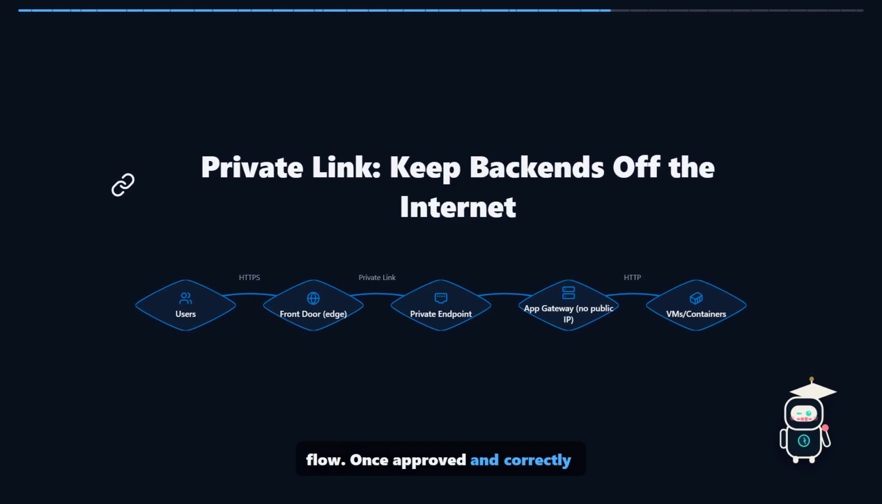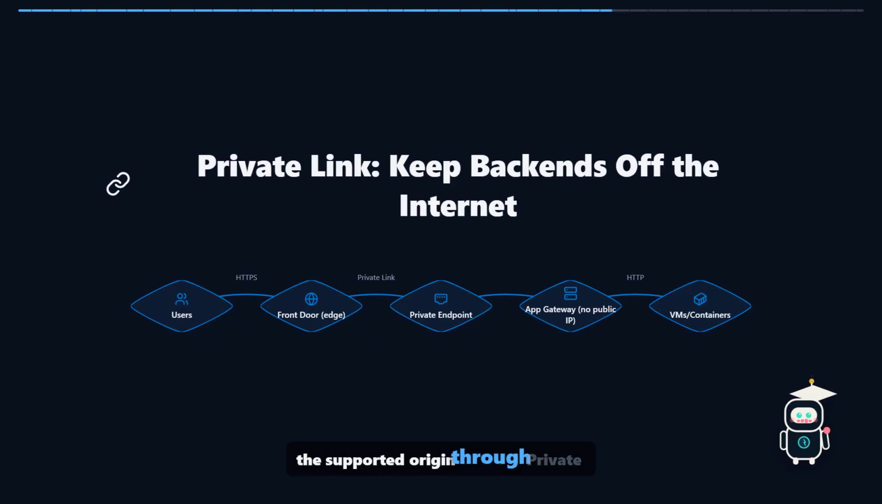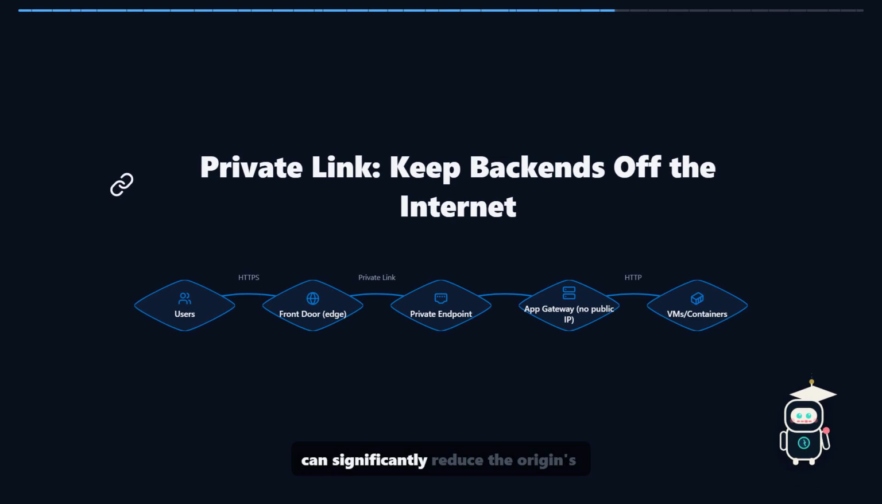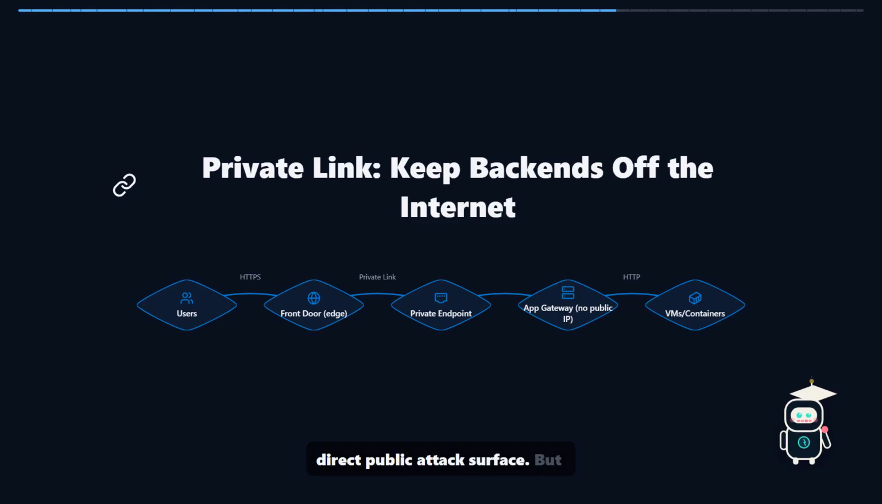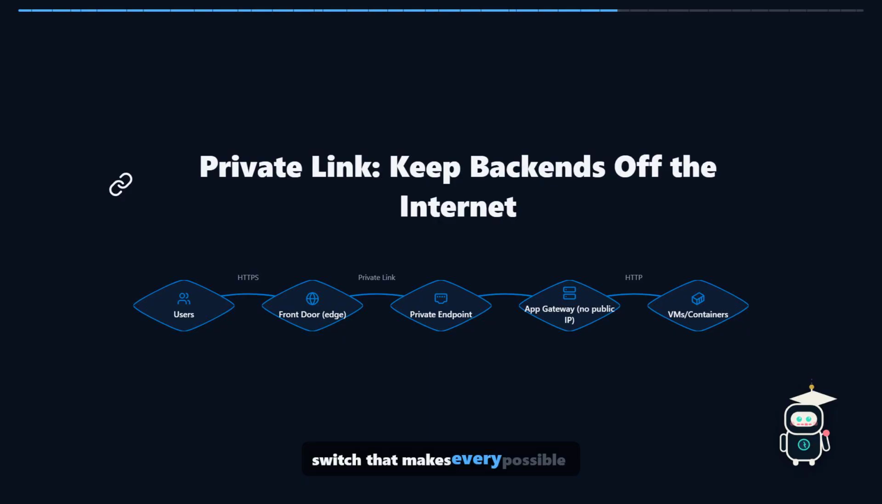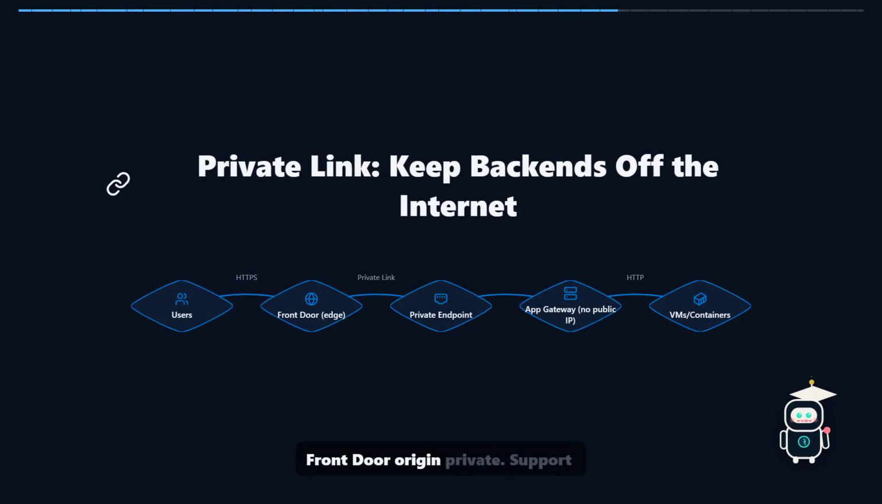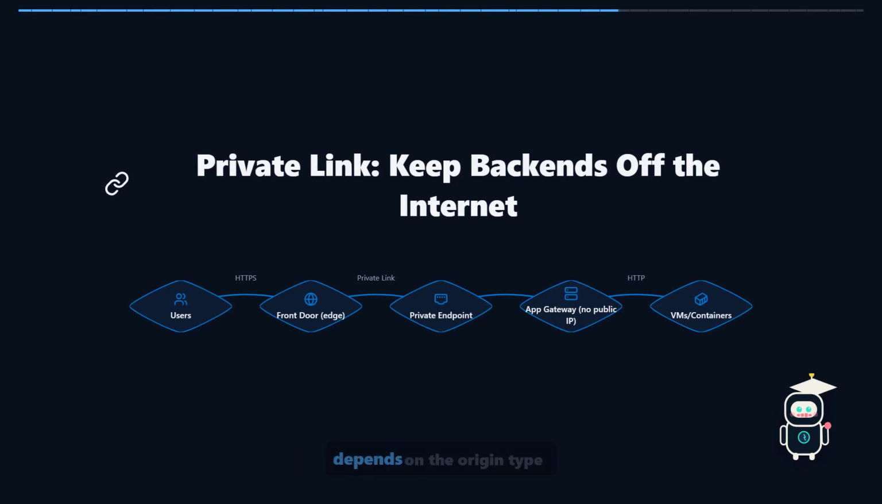Once approved and correctly configured, Front Door can reach the supported origin through private link instead of requiring the origin to accept general inbound traffic from the internet. That can significantly reduce the origin's direct public attack surface. But private link isn't a universal switch that makes every possible Front Door origin private. Support depends on the origin type and architecture.